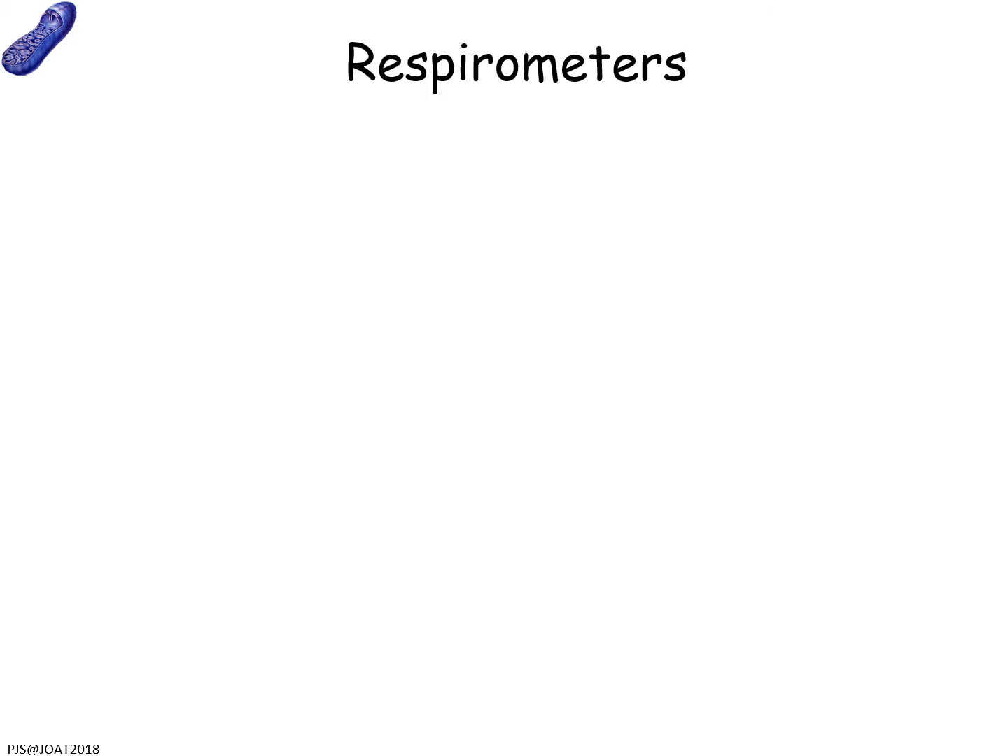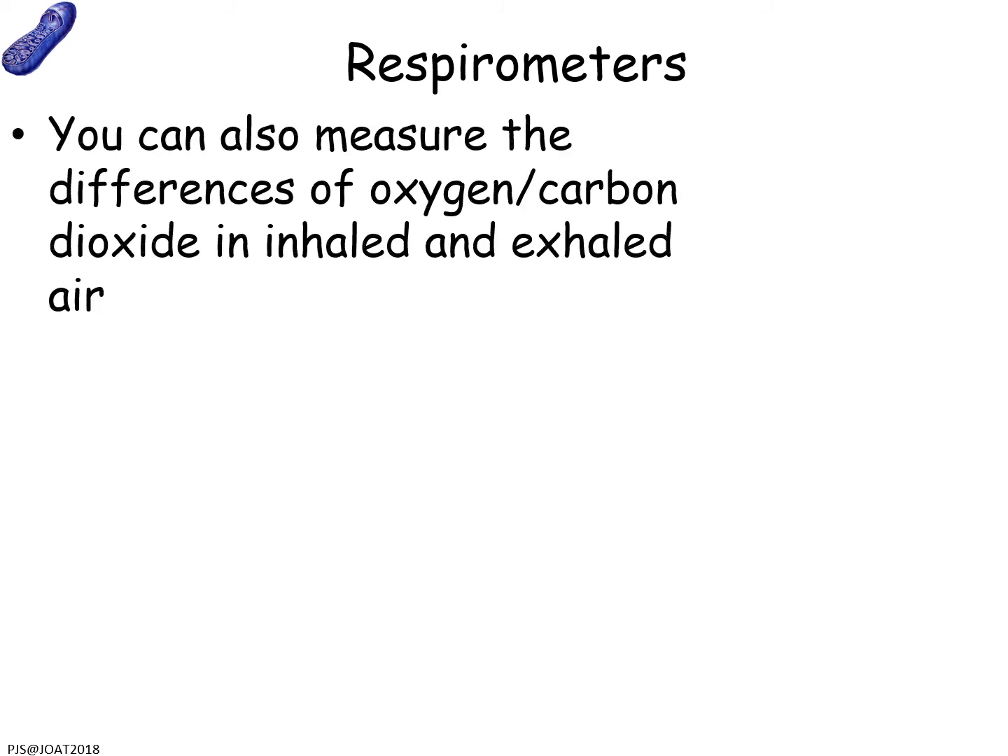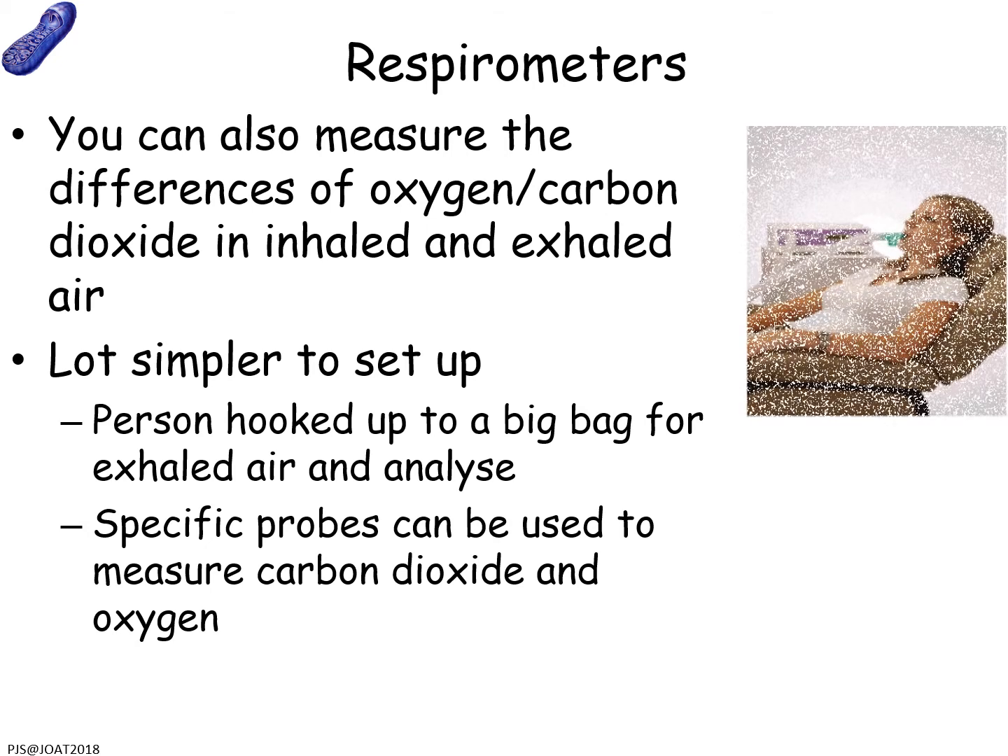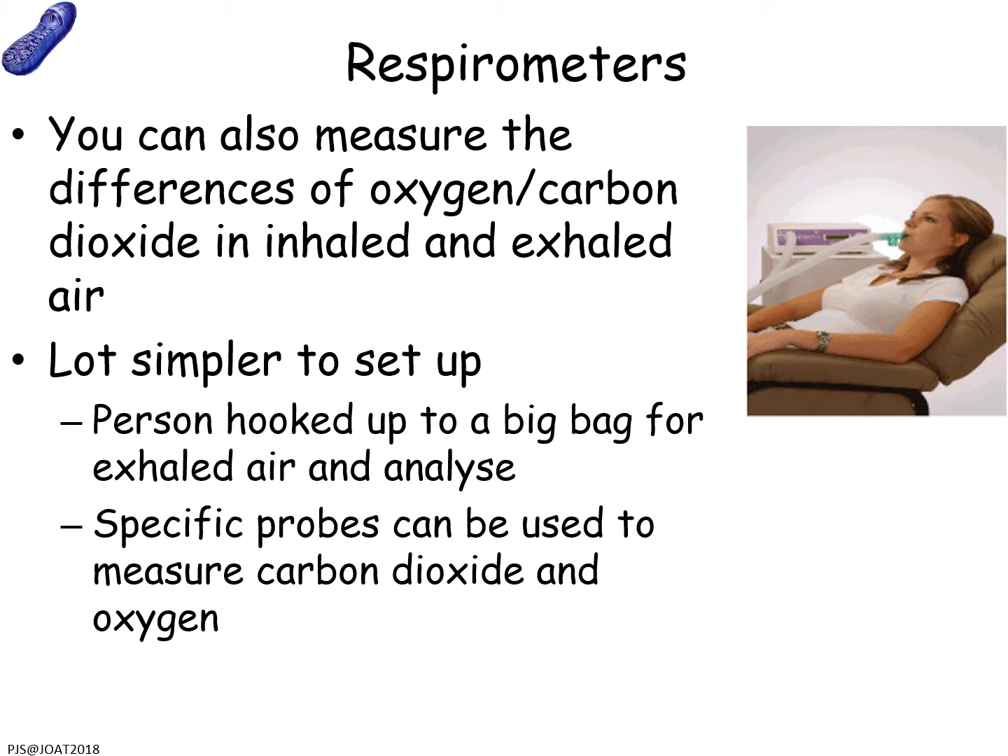There are easier ways to do this though. One of the easier ways to use the respirometer: what we're looking for here is the difference in gas composition. So it's a lot simpler. Basically all you do is hook someone up to a big bag and then analyse the exhaled air. What you need is something that can measure carbon dioxide and oxygen, and then you're good to go.